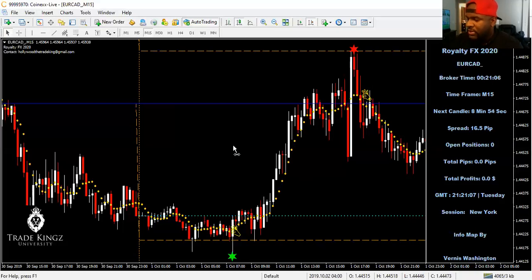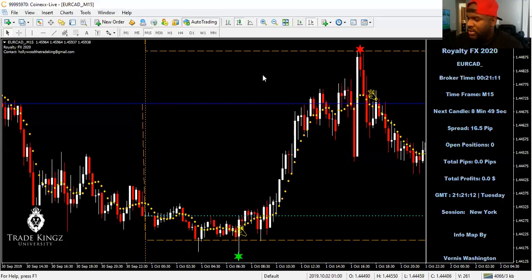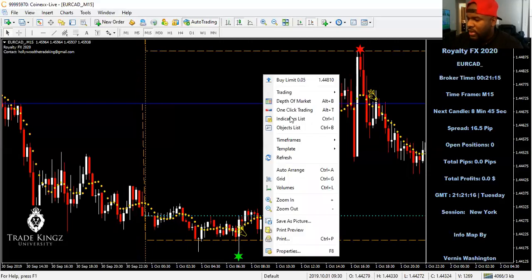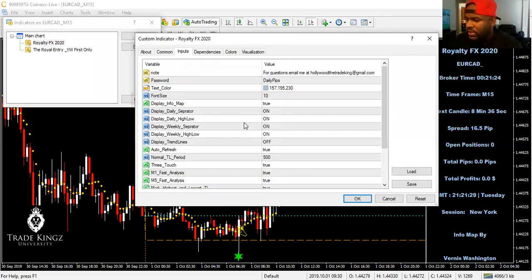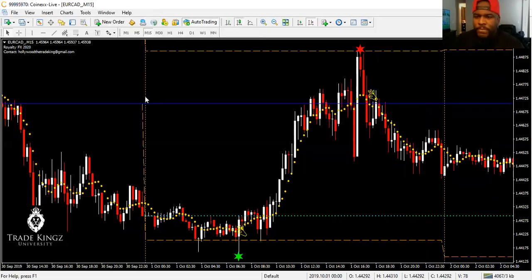All right, and that's pretty much it on that. If you want to move this, you can remove this. All you have to do is right-click, go to indicators list, click on Royalty FX 2020. Where it says display info map, you can turn it off if you would like. And boom, there you go. There you have it.